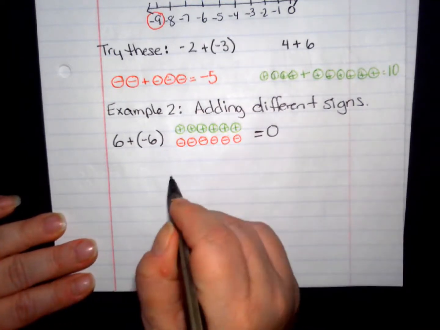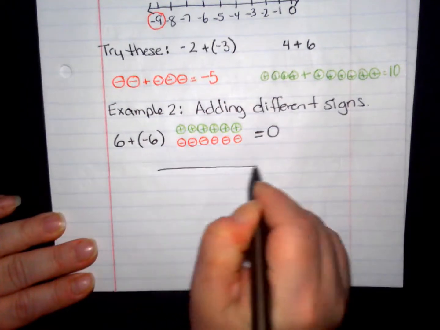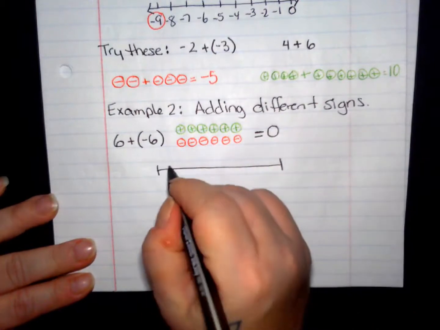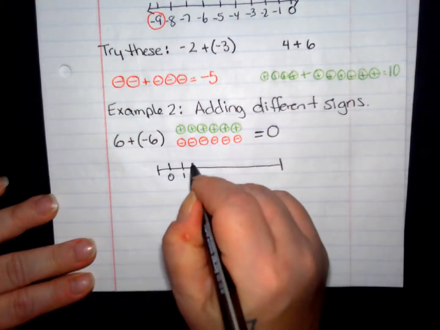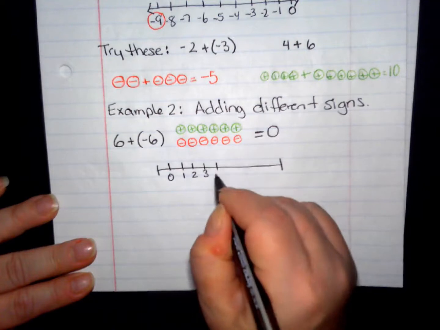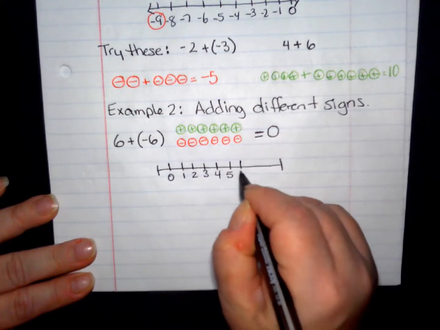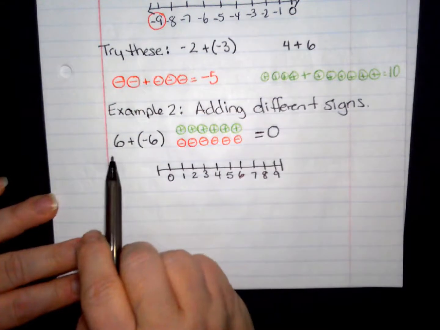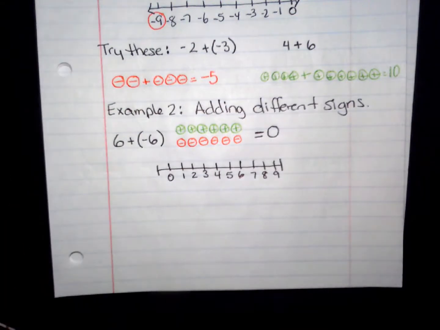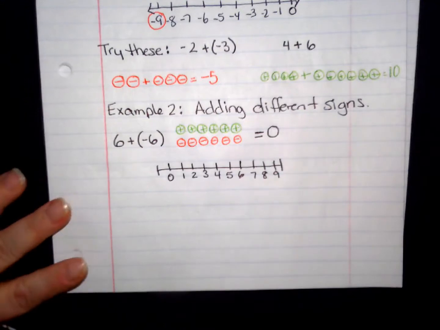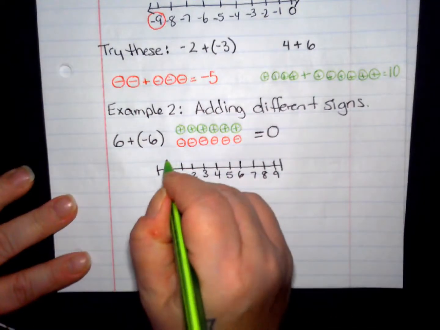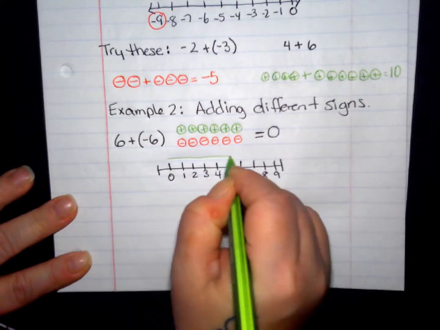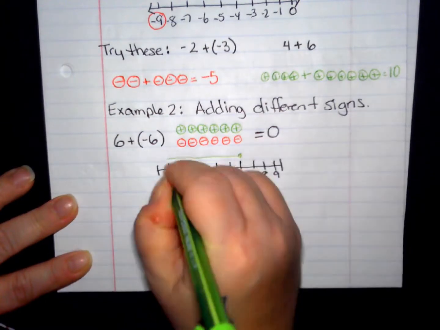Okay, here's your number line. Okay, and I'm going to go 1, 2, 3, 4, 5, 6, 7, 8, 9. Okay, notice I'm starting at 0 because I have nothing, and then I'm going to add 6 because it's a +6. So first, I start at 0, and I go 1, 2, 3, 4, 5, 6. So that's plus 6.